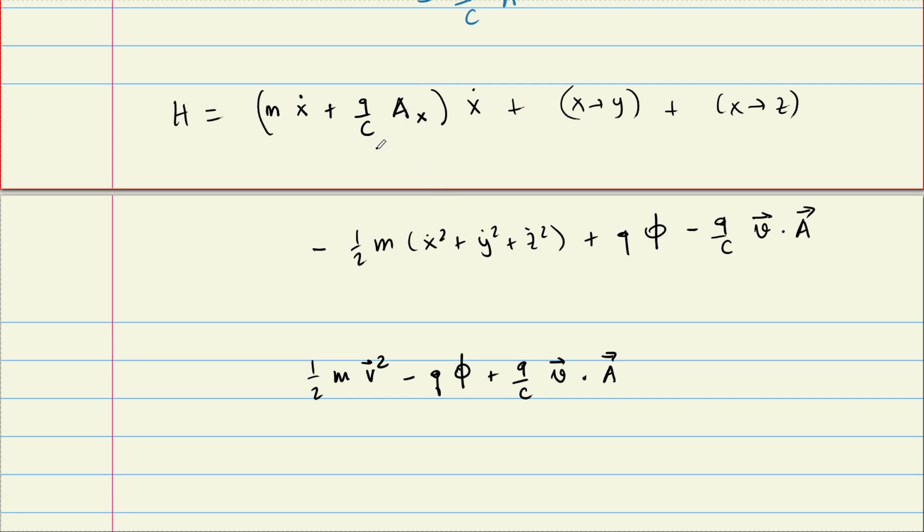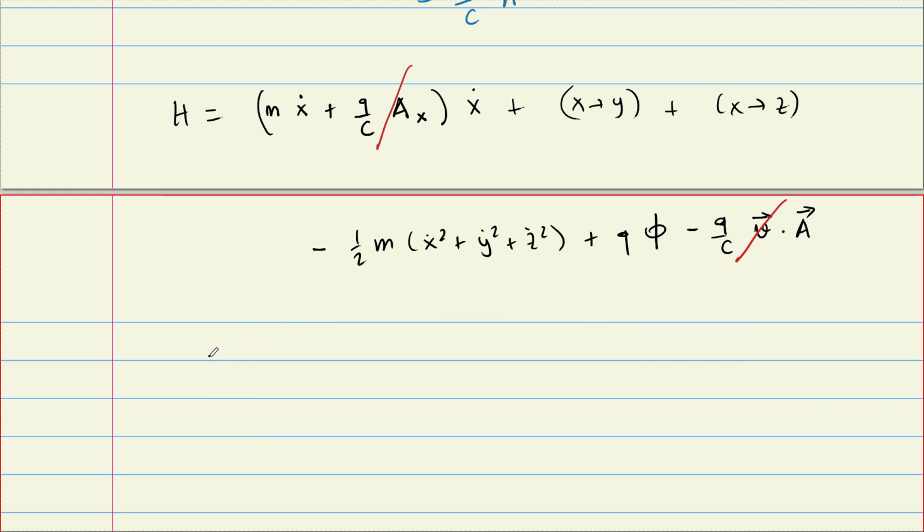So this one is going to cancel this one. So this is going to be m x dot squared plus m y dot squared plus m z dot squared, and subtract 1/2 from this. I think I can erase this one now. So this is going to be 1/2 m v squared plus q phi.